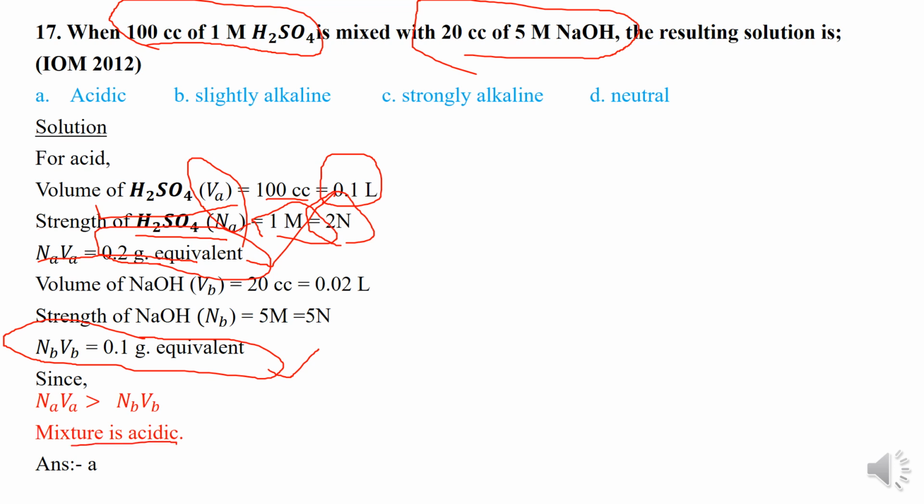Just compare the number of gram equivalent by using this formula, right? Na into Va, and Nb into Vb. If volume is in ml, then the number of gram equivalent is calculated by NaVa divided by 1000, that is, per 1000 ml.